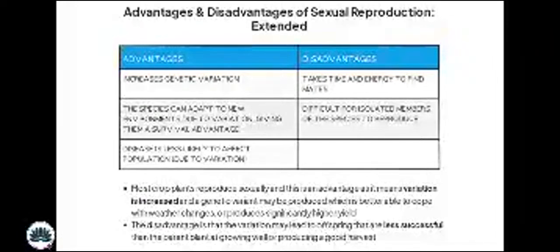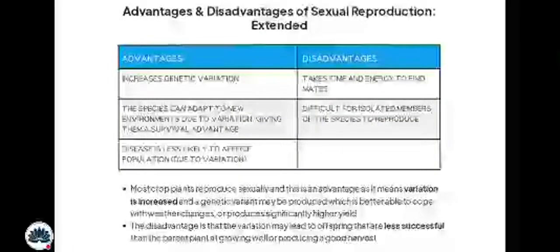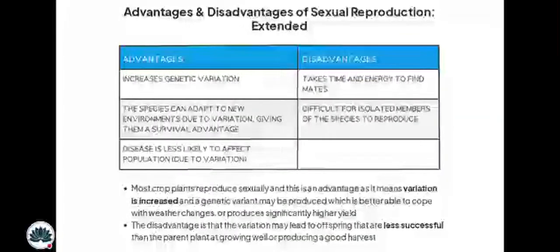The disadvantages are that it takes time and energy to find mates. Obviously, the mother will need energy. It is also difficult for isolated species to reproduce. Obviously, when a person is isolated, how can there be reproduction? So this is the reason, and I hope you understand the disadvantages and advantages of sexual reproduction.